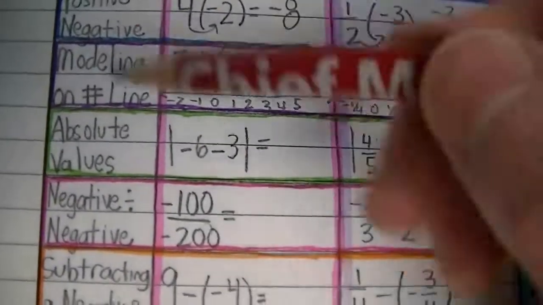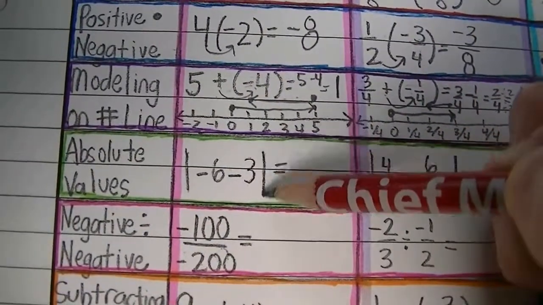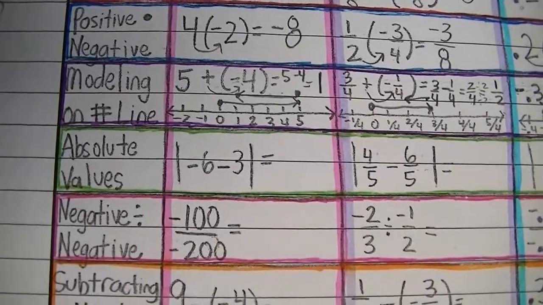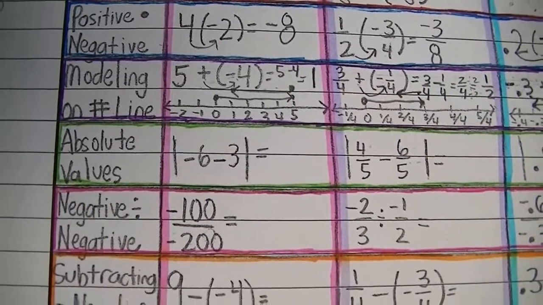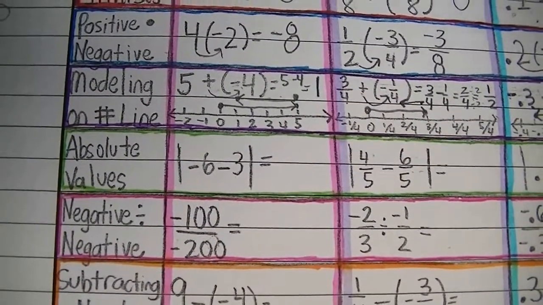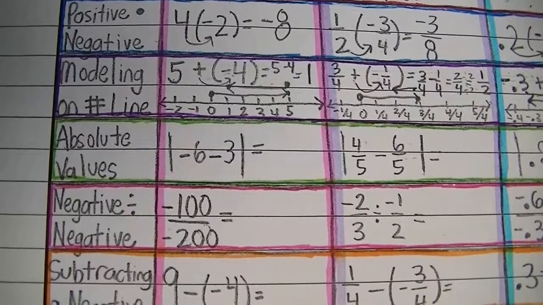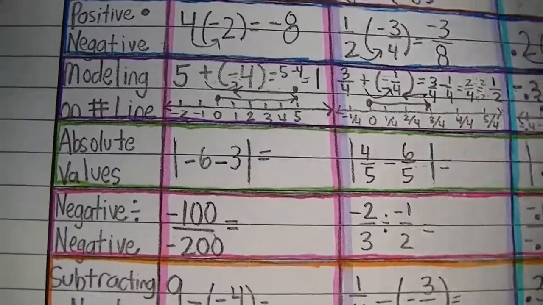Okay, absolute values. You should know that this symbol right here means absolute value. And what absolute value means is, hey, how far is that from 0? What's the distance that is from 0? Okay? So you know distance is always positive.